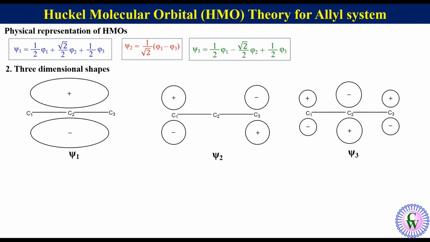If you look at psi 1, there is no center of inversion, so it is called ungerade U and also represented by pi U. Psi 2 has inversion center, so it is called gerade G, and is also represented by pi G. Psi 3 having no inversion center is ungerade U and is also represented by pi U.